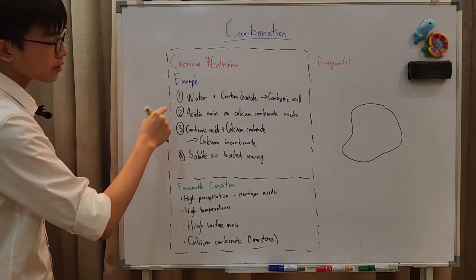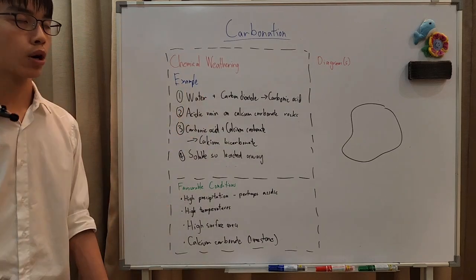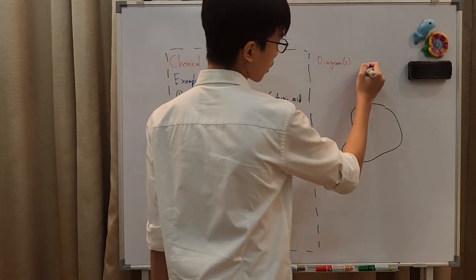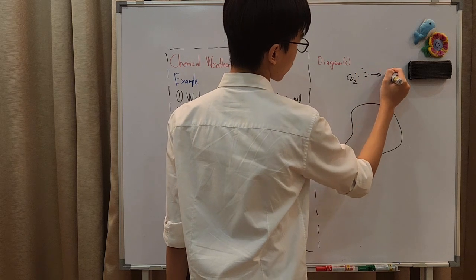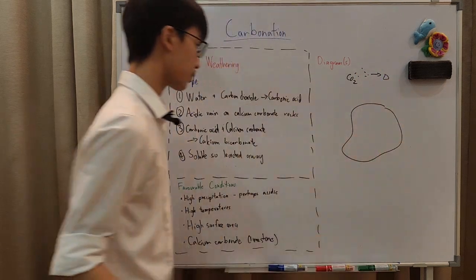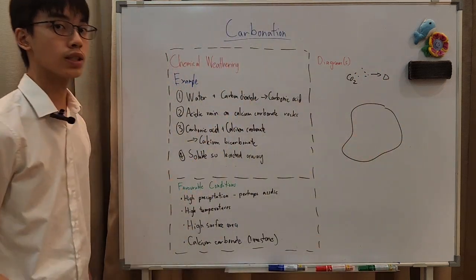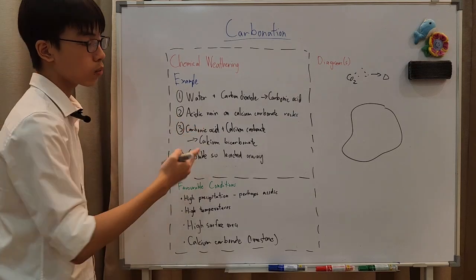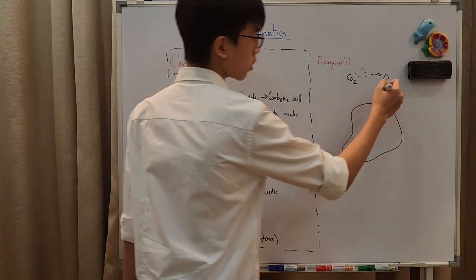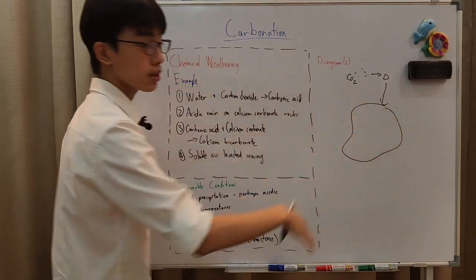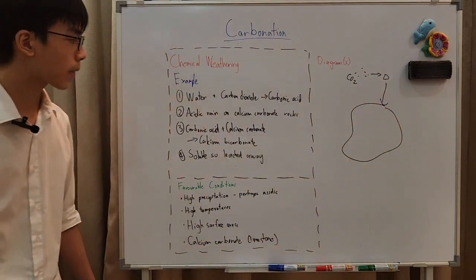So the first step is water plus carbon dioxide becomes carbonic acid. So at the top, we can draw carbon dioxide, label it carbon dioxide, reacts with water, and you get carbonic acid, so acidic rain. This acidic rain will rain down on calcium carbonate rocks. So rains down on this whole thing is calcium carbonate.